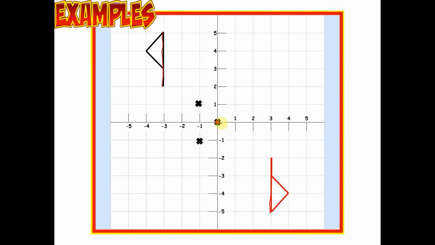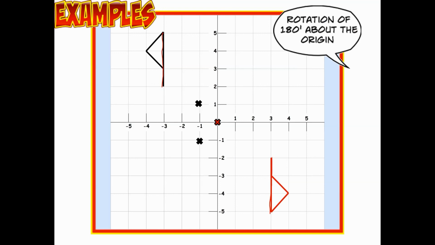So this is a rotation, okay. To describe this transformation, we say that it is a rotation, it is 180 degrees, okay, about the origin. As I told you, there's no need to write whether it is clockwise or anti-clockwise.